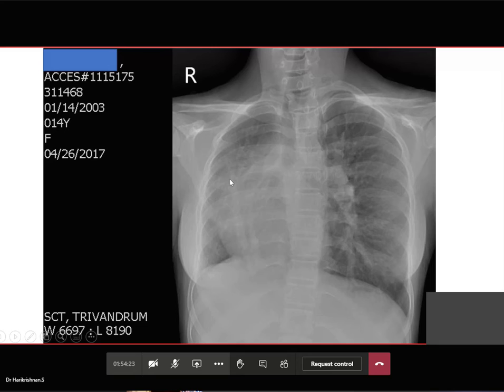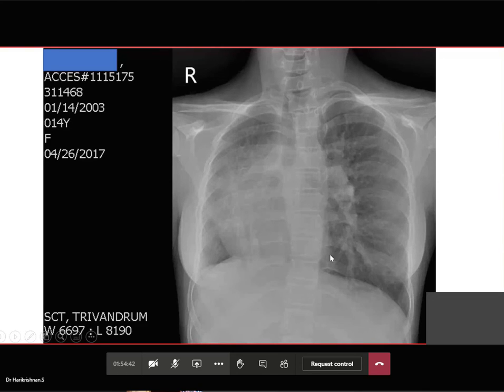You are seeing the shadows here, no? Yes, sir. Anomalous connection of the right pulmonary vein to the IVC. So this is not a damaged lung, it is a hypoplastic lung. You can see the cardiac mediastinum is shifted, the trachea is shifted.